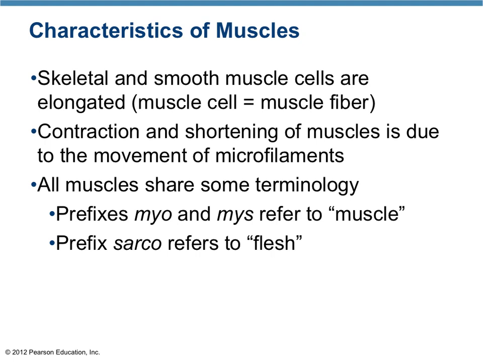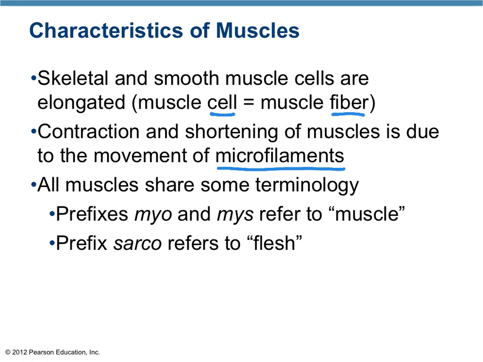Both skeletal and smooth muscle cells are elongated, so they're longer than they are wide for sure. And one muscle cell is equal to a muscle fiber. So those two terms are synonyms. Contraction and shortening of the muscle is due to structures inside of the muscle called microfilaments. And we will go over the contraction of muscle in another lecture in the future.